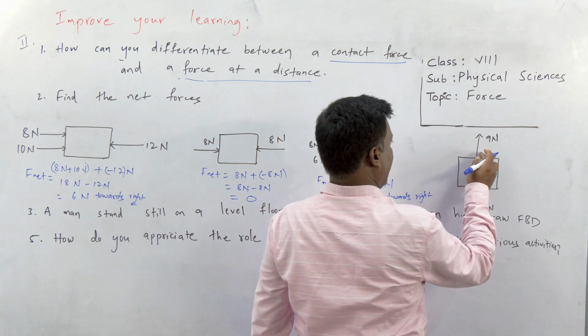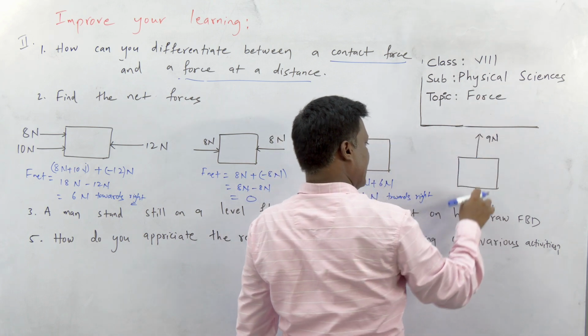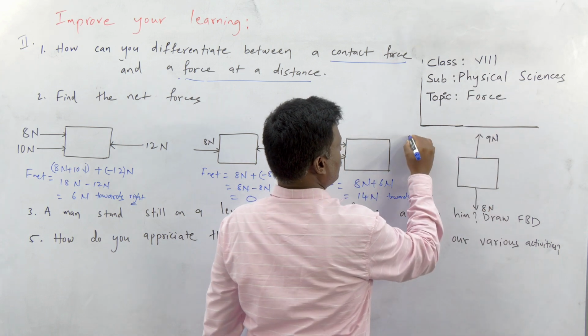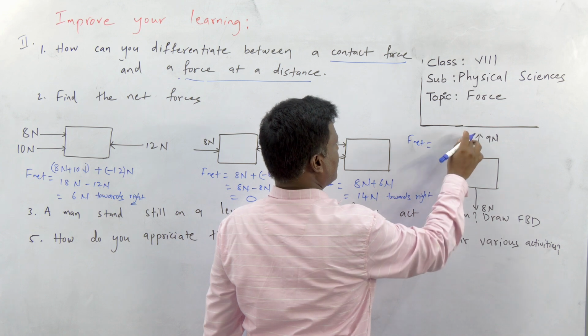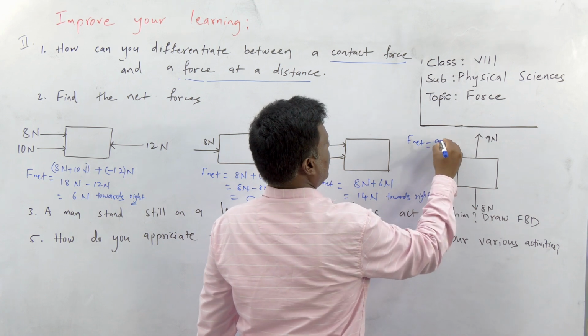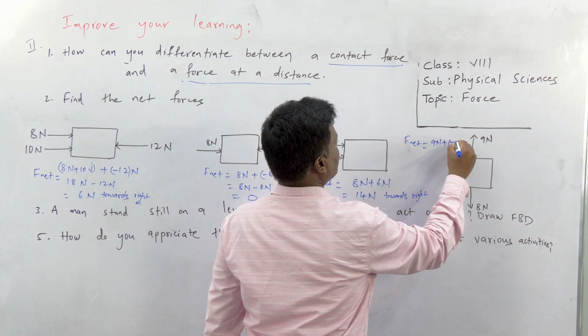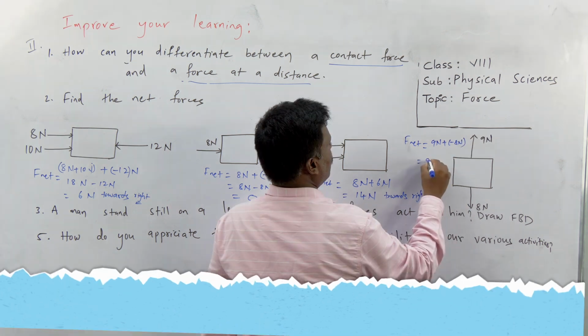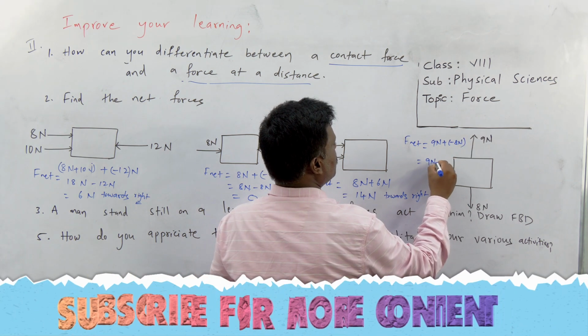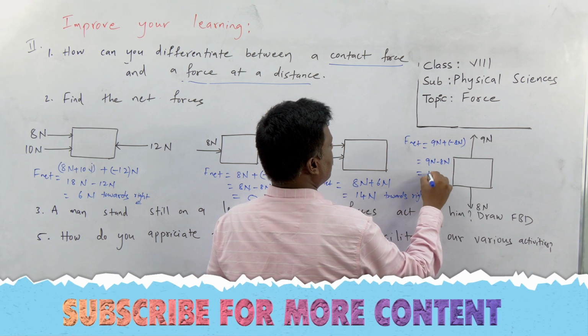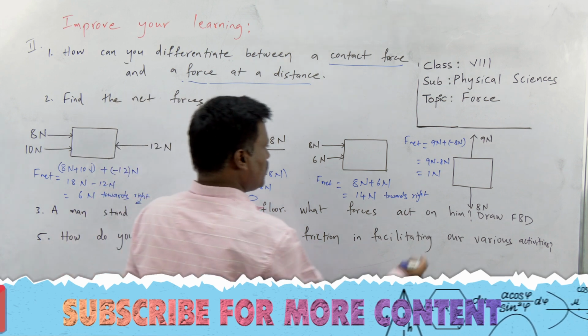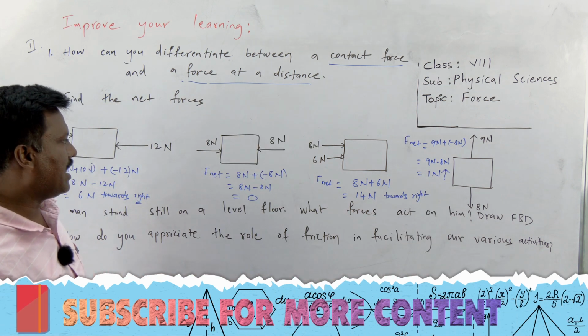Here 9 Newtons of force act in upward direction, 8 Newtons of force act in downward direction. So what is the net force in this concept? Larger force minus smaller force. 9 Newtons minus 8 Newtons is equal to 1 Newton. 1 Newton towards up. So this way we have to calculate the net force.